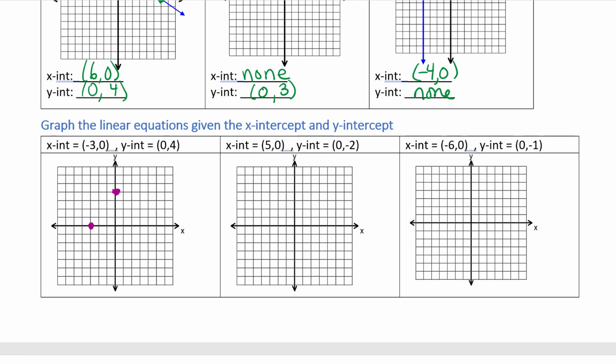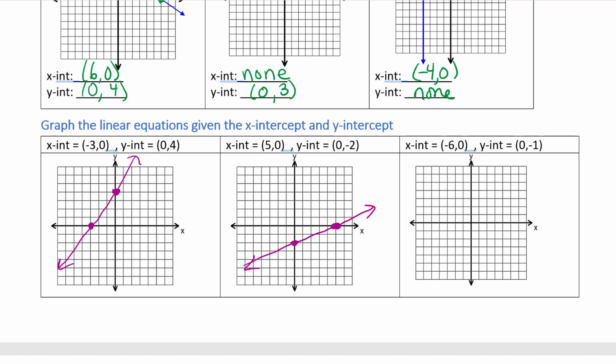Notice the x-intercept always should lie on the x-axis. The y-intercept should always lie on the y-axis. Connect those and make your line. If the x-intercept is 5, 0, 1, 2, 3, 4, 5, 0, the y-intercept is 0, that's left and right nothing, and down 2, that creates a line.